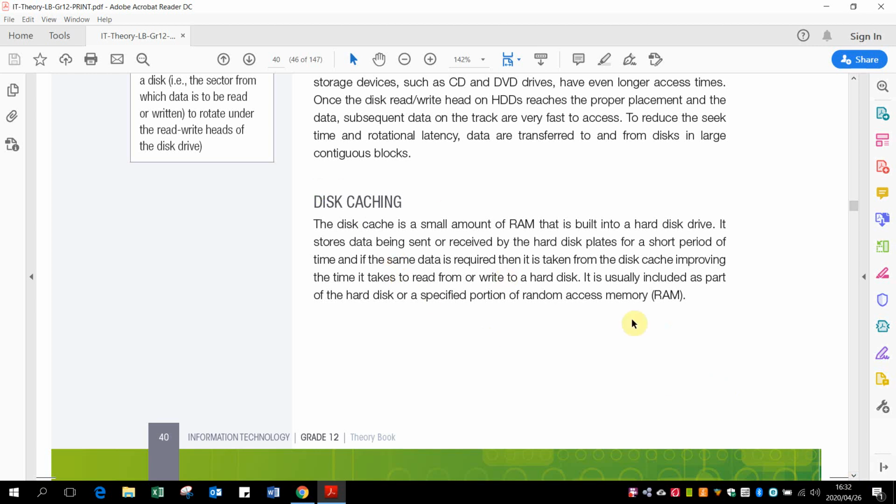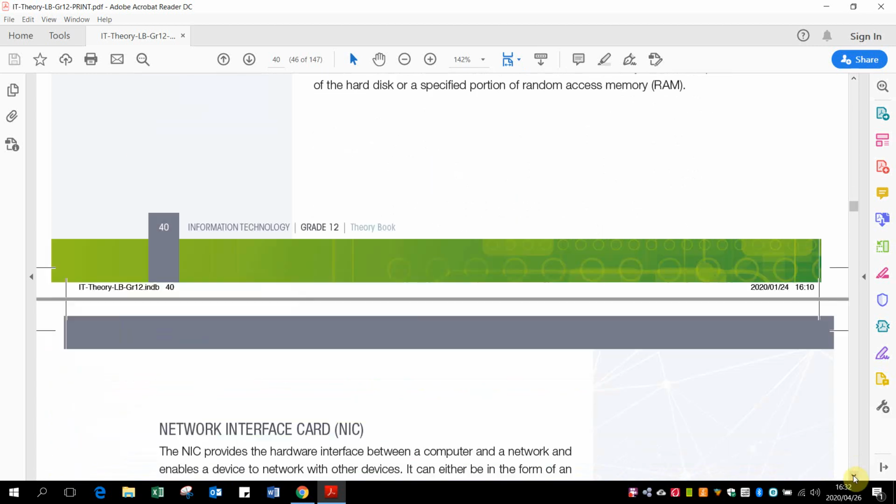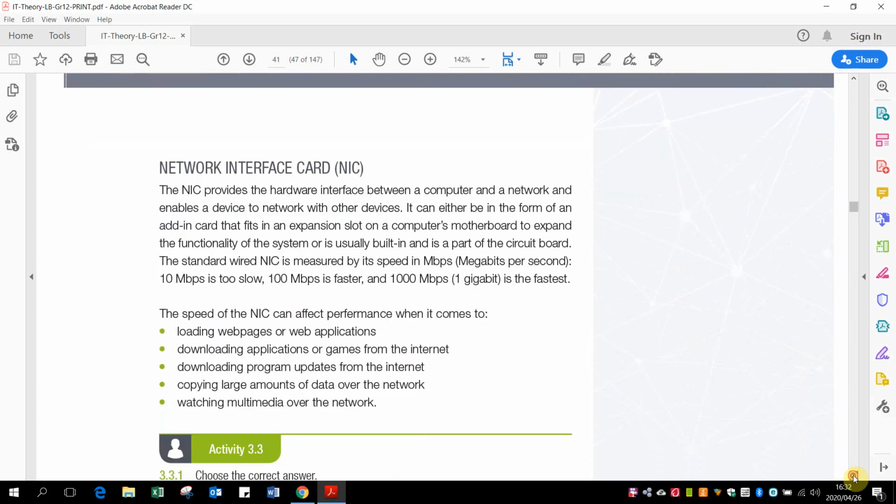Our disk caching we spoke about, where some of our hard drives come with a little bit of RAM built into it, and that will also speed up the system quite considerably.